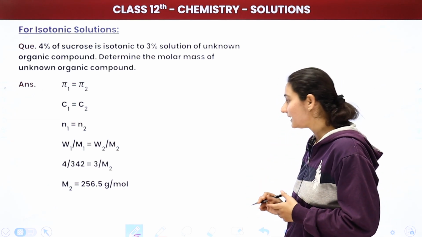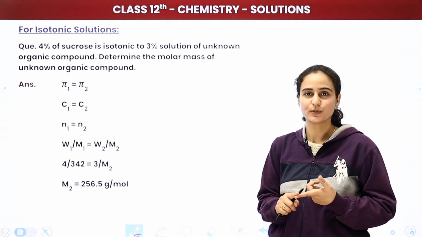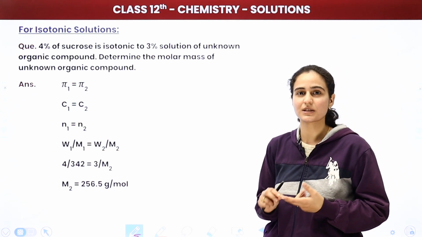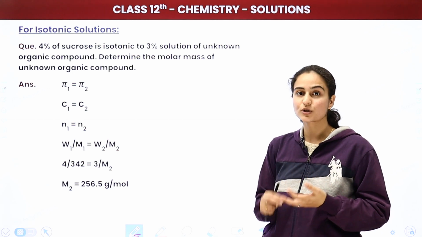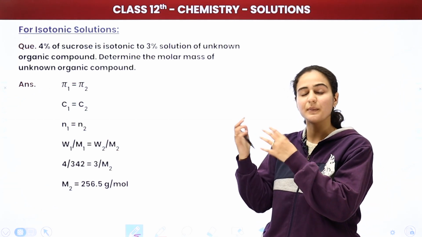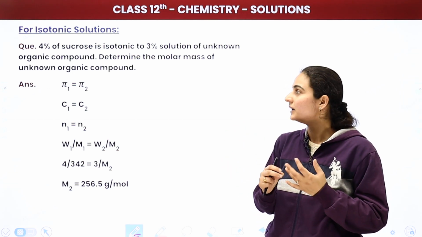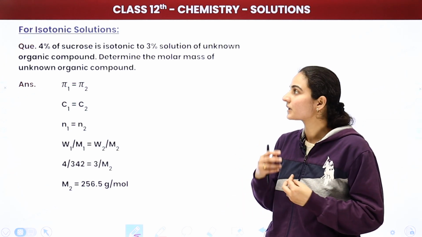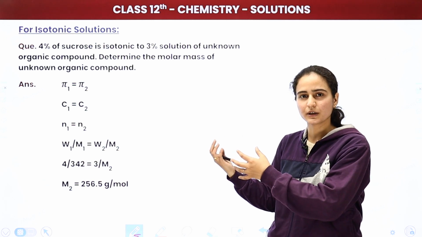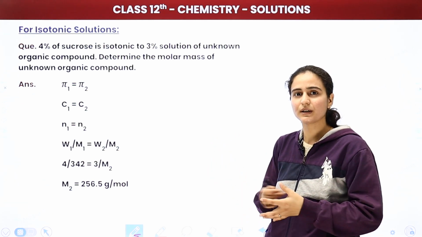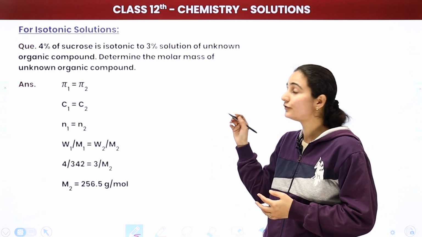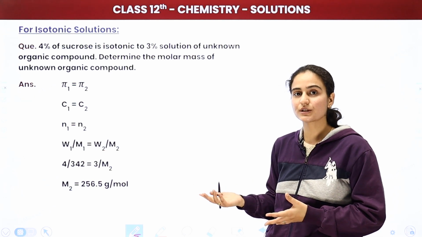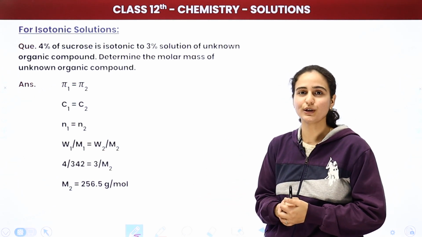So basically we discussed osmosis, examples of osmosis, then what we mean by osmotic pressure, for which we also studied an experiment, then we discussed isotonic solutions. We also saw different types of solutions that come under osmosis, the formula that we can use for isotonic solutions, and lastly this numerical.